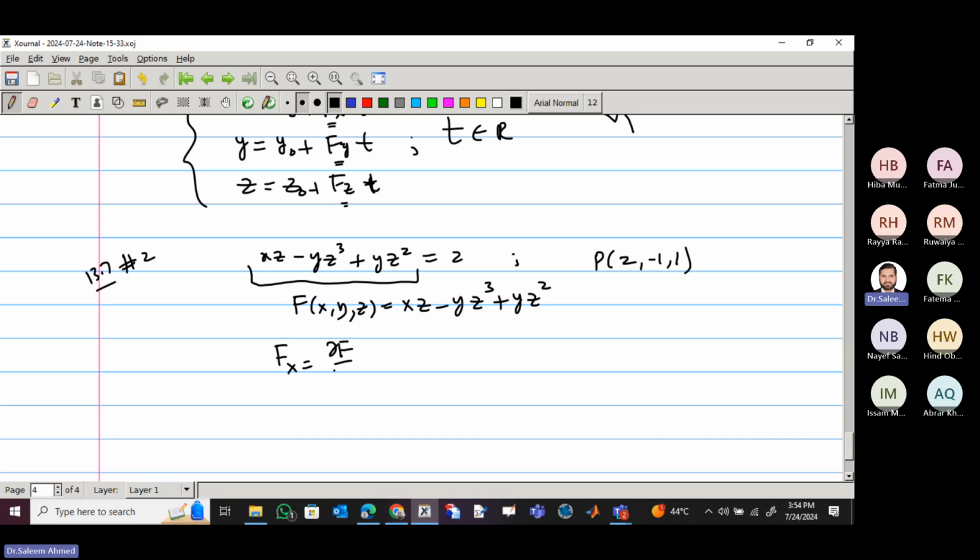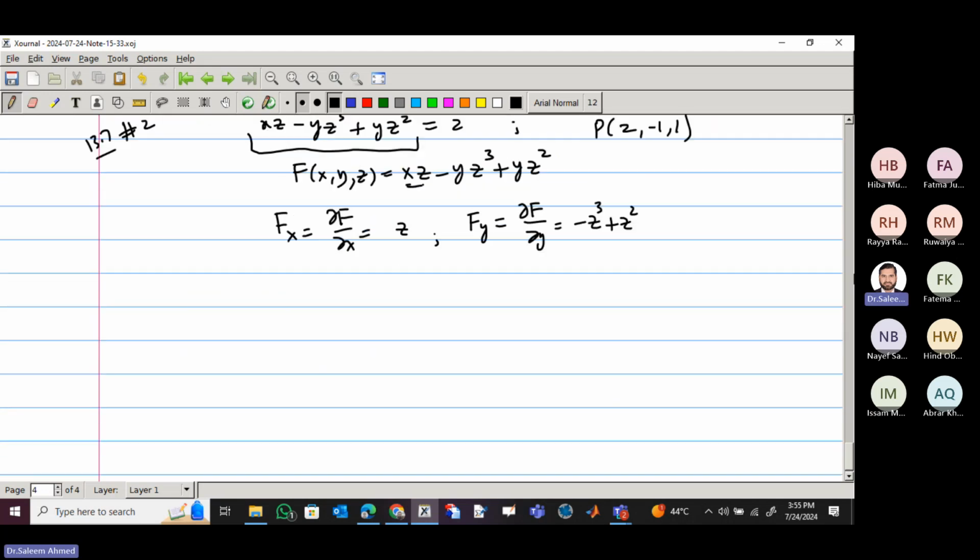fx is partial f by partial x, the derivative with respect to x. So x will become 1, so you got z. The other terms are 0. Just that. fy is the partial derivative with respect to y. So what is that? 0 minus 1 into z cube, so minus z cube plus z square, right? And now what is the third one? fz, which is partial f by partial z. That will be x into 1 minus 3yz square plus 2yz, because z is everywhere now. So I got three terms.